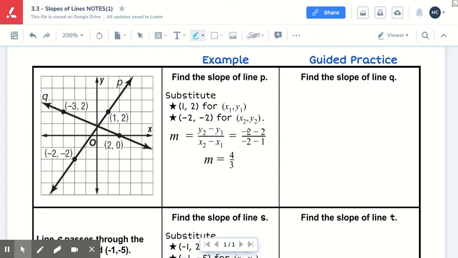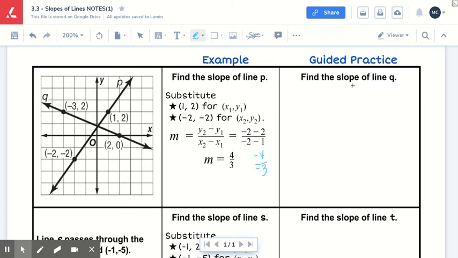So then we just have to calculate. We're going to do the subtraction on the top. -2 minus 2 is -4. And -2 minus 1 on the bottom is -3. And when you have a negative divided by a negative, it becomes positive. So the slope on this one would actually just be 4/3.